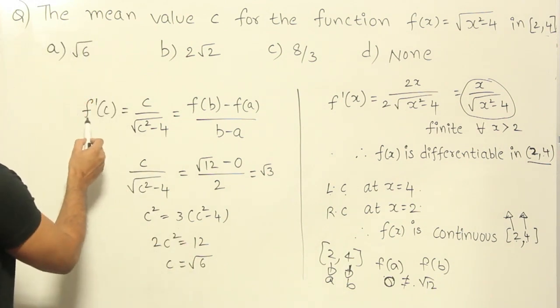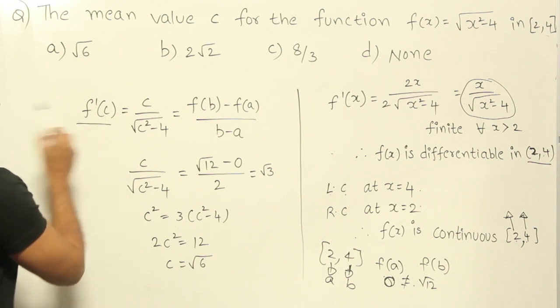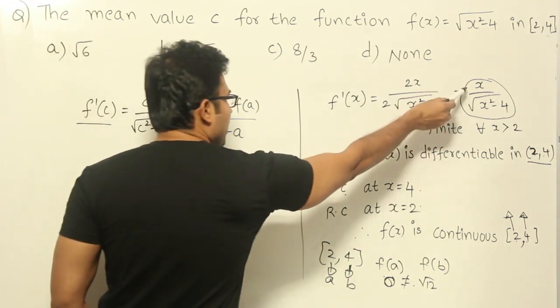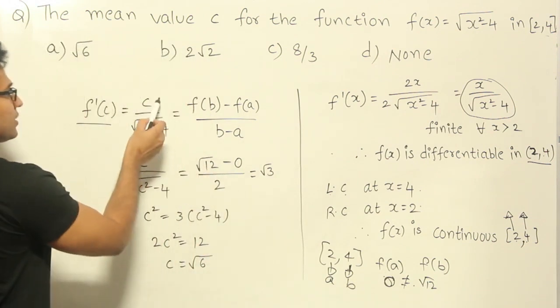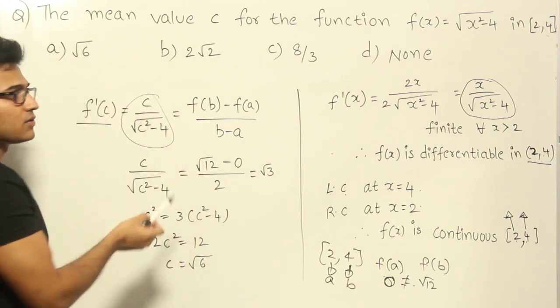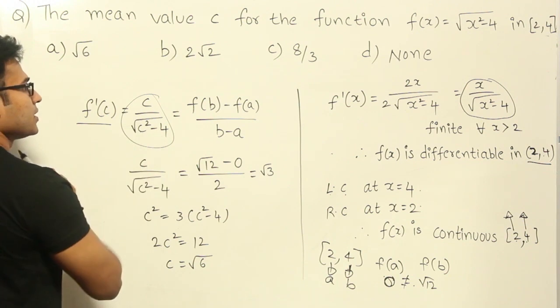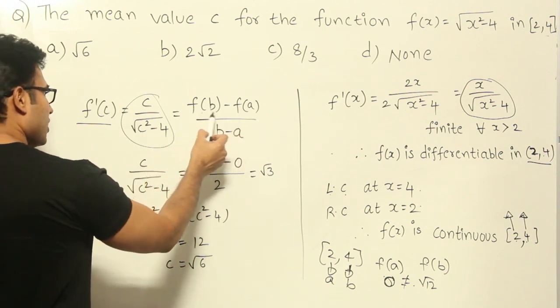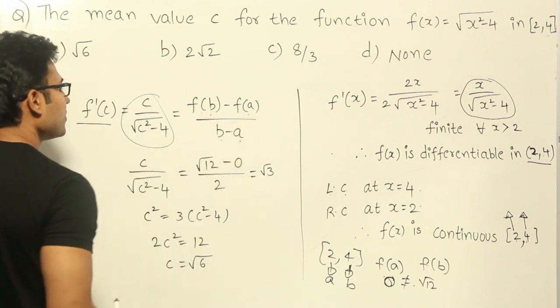There exists a point C such that f'(C), where in f'(x) you substitute C, is equal to C by square root of C squared minus 4, which equals (f(b) minus f(a)) divided by (b minus a).